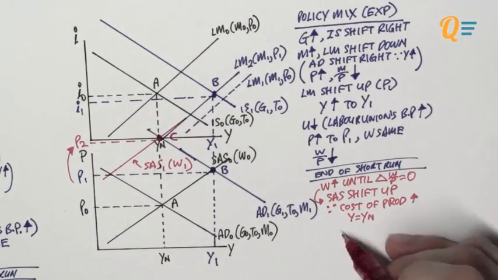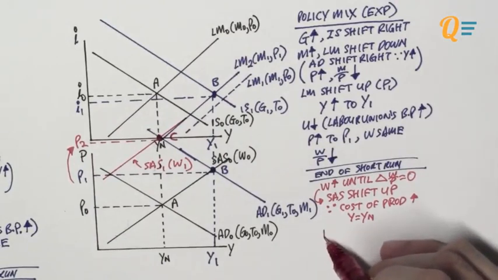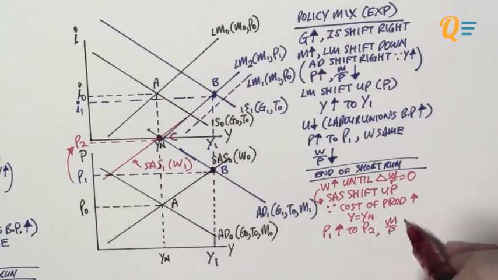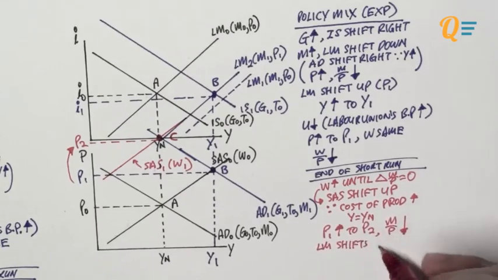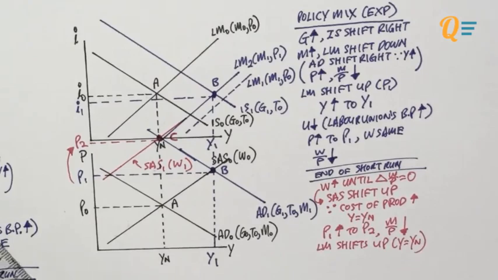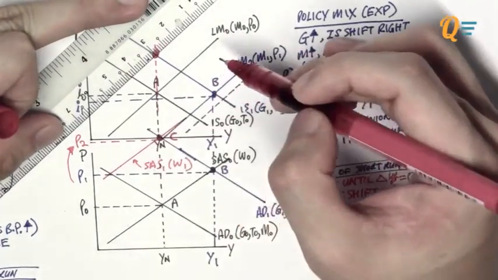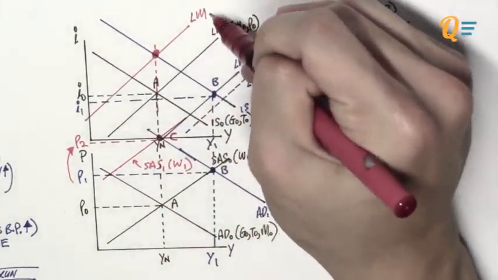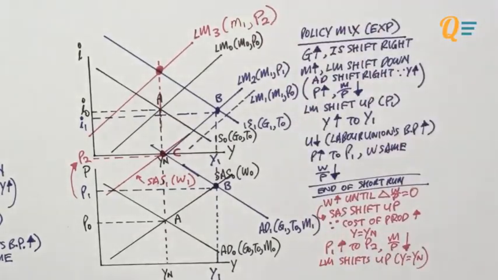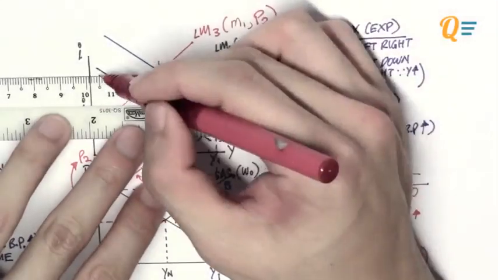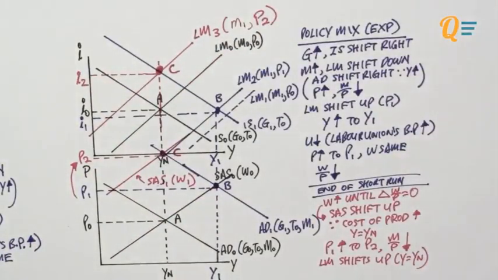So P2 is the new price level in this economy. Now that the price level has increased from P1 to P2, the real money supply is going to fall. So the LM curve is now going to shift up until the IS-LM reaches the equilibrium, whereby the output is back at its natural rate. So here's my LM curve. This is LM3, reflecting the money supply of M1 and the price level of P2. So we're at point C, which is the final equilibrium, and we have a higher level of interest rates.